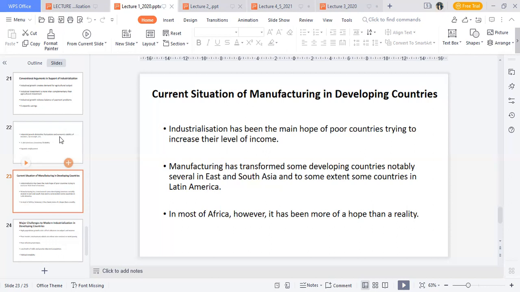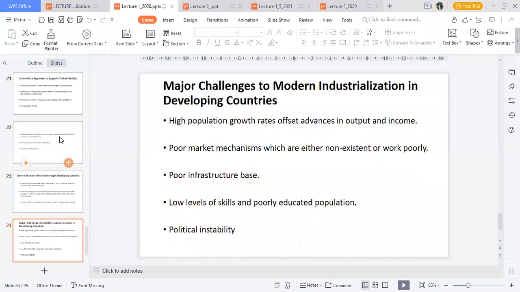So it has been more of a hope than a reality. Okay. So let me quickly touch on the challenges. If there'll be a question from this side, it will be: give an account of the industrial revolution of Africa, and account for some of the challenges that are faced in modern times.